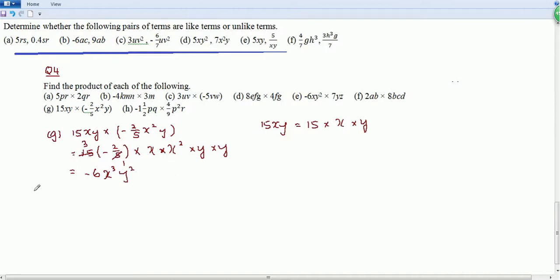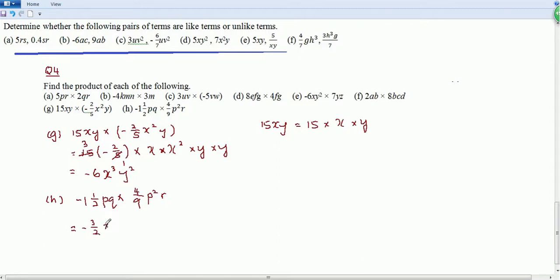Okay, let me go to the last one, h. Negative 1 over 2 pq multiplied by 4 over 9 p squared r. Okay, when you see multiplication or division, you have the mixed number. You try to change it to an improper fraction, and it will be negative 3 over 2. And you should have no problem changing a mixed number to an improper fraction, right?